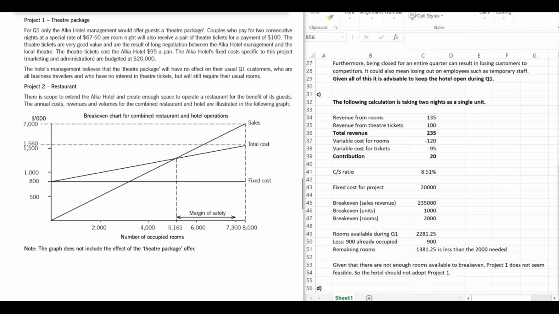Okay. So project 2 about a restaurant. There is scope to extend Alka Hotel and create enough space to operate a restaurant for the benefit of its guests. The annual cost, revenues and volumes for the combined restaurant and hotel. So not only is the chart for the restaurant, but for the hotel as well. So we can compare it to our original data in our calculations above, as in without restaurant, and the graph as in with the restaurant. Okay. Note the graph does not include the effect of the theater package. Of course, it's a separate project. Okay. So 8 marks worth of analysis.